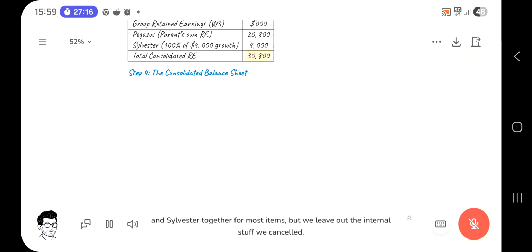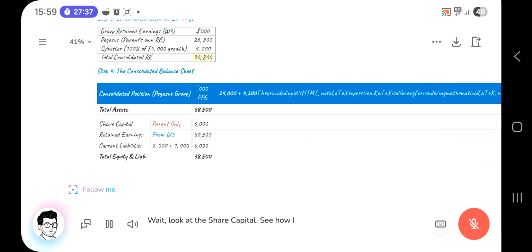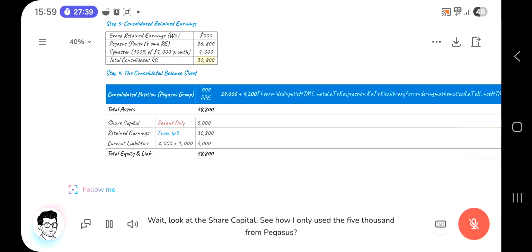Look at the share capital. See how I only used the 5,000 for Pegasus? A common mistake students make is adding the subsidiary's share capital too. But remember step 2? We canceled Sylvester's 100,000 share capital against the investment. So the group's total shares are always just the parent shares. Does that cancellation logic from earlier start to click now when you see the final result?